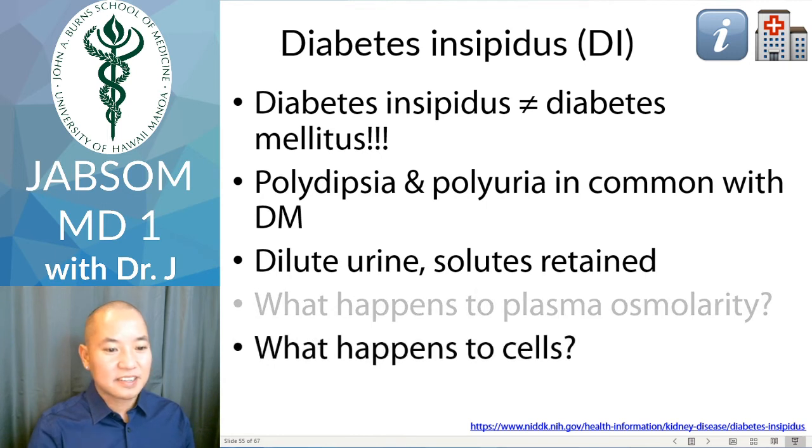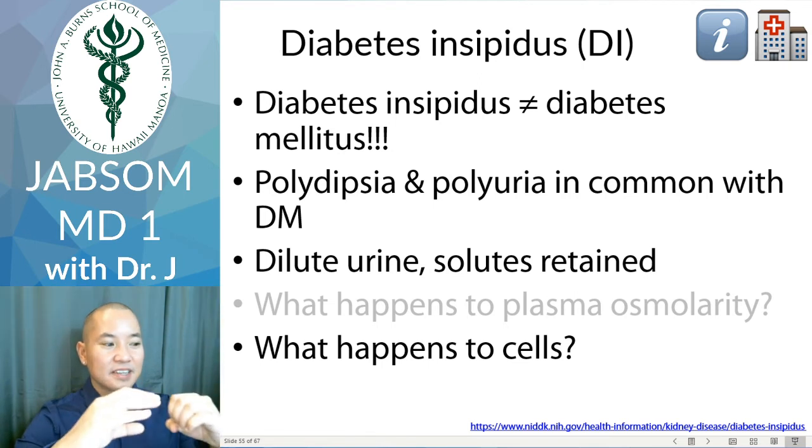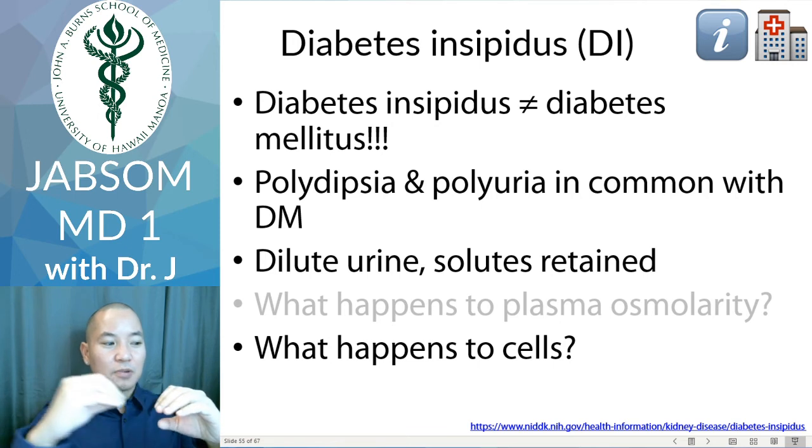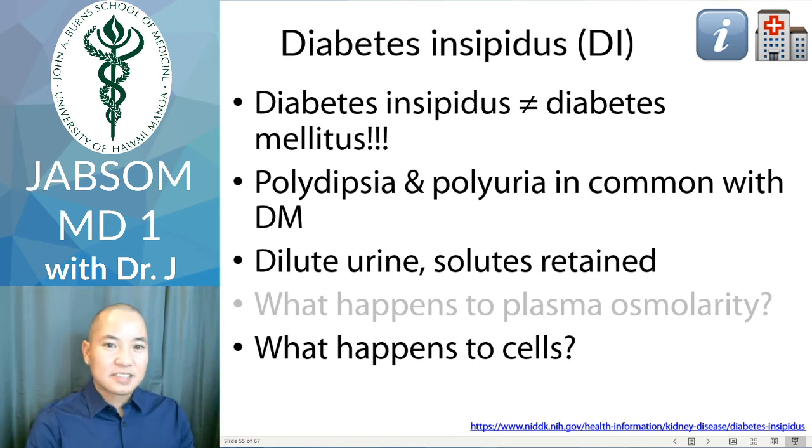So what happens to the cells? Well, if their blood is getting more and more concentrated, what is that going to do to their cells? Again, which way are you looking, from the outside in or the inside out? We're looking at the blood, the extracellular fluid, compared to the cells. If the blood is getting more and more concentrated, it's going to draw water out of the cells. So the cells are going to be dehydrated because, again, it's trying to balance out the concentration between the blood plasma and the cells. The cells are going to get the water sucked out of them.